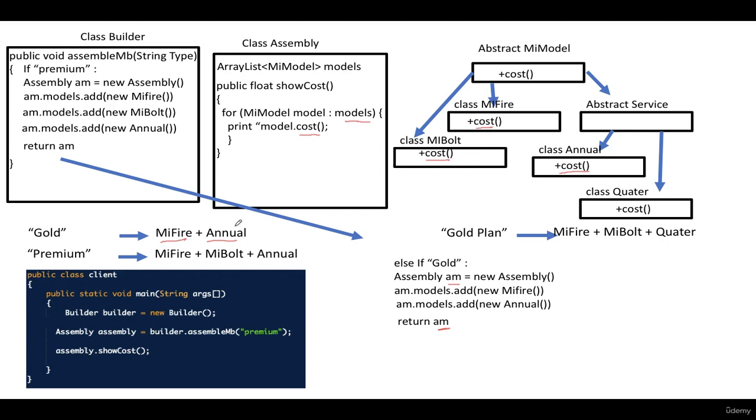And if the user wants the cost of adding all these different instances, then we can simply call the showCost method in the Assembly class. So that's how we need to design the builder design pattern.